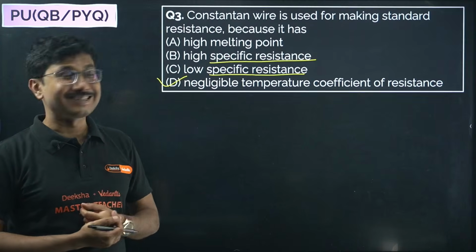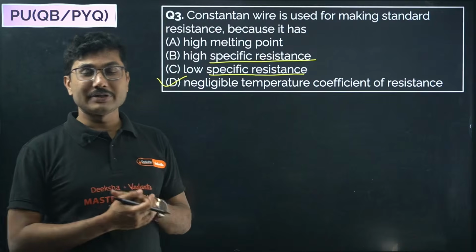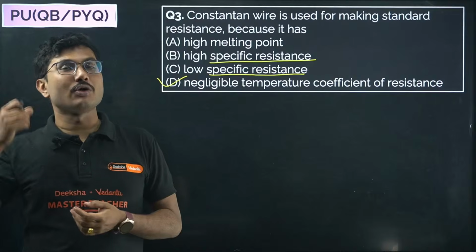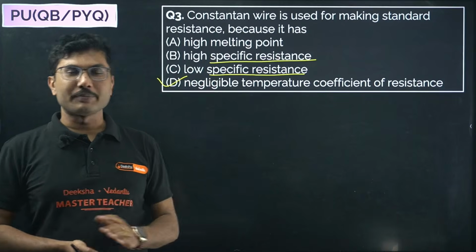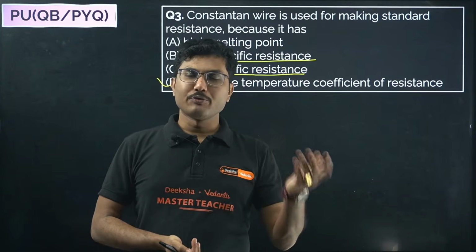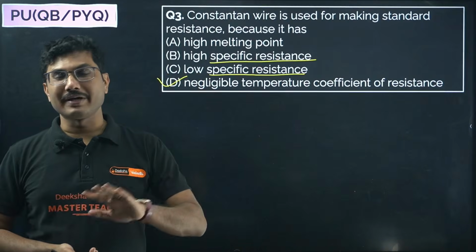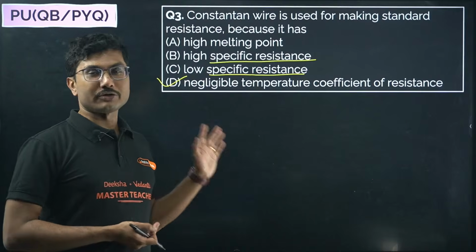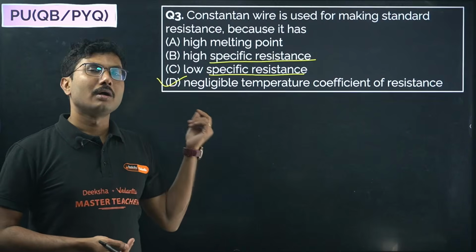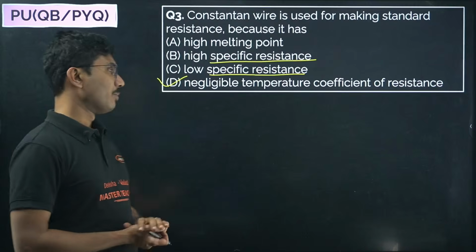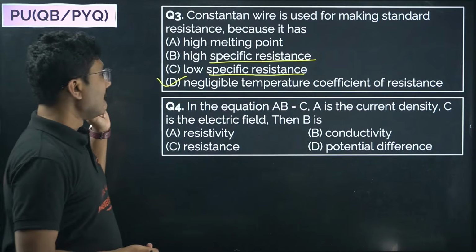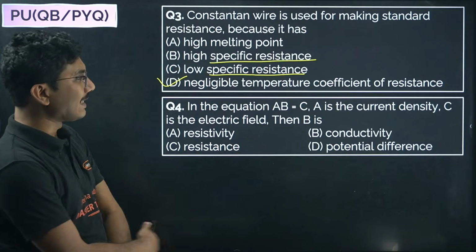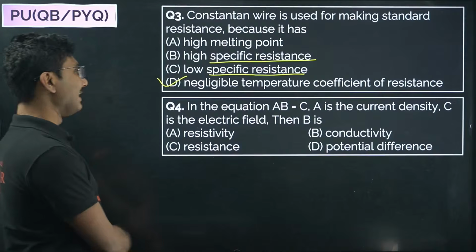And the main reason is that if you are using some resistance whose resistance changes with temperature, then it will give you a wrong value. If you perform the experiment in summer or in winter, you will get different values. That is not desirable. So we generally use constantan or manganese or nichrome, right? Next, in the equation AB equals to C, AB is the current density, C is the electric field.